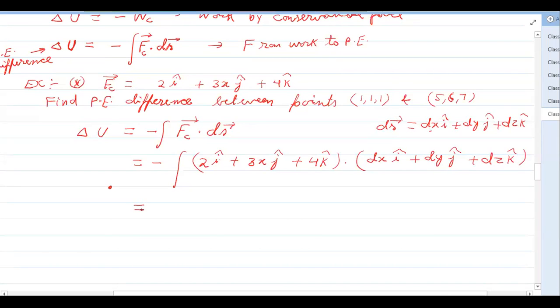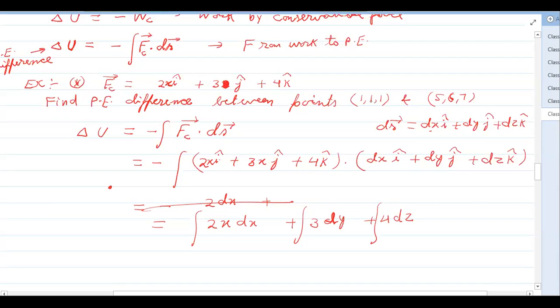After taking the dot product, we get 2 dx, and then, here do not take this 3x, otherwise it will become non-conservative. Modify the question a little bit: take 2x here instead, and take 3 here instead of 3x. Why did I change this? Because if you put x here, this becomes non-conservative. I will discuss those things later, but for now consider this as a question. So 2x dx and 3 dy, then 4 dz.